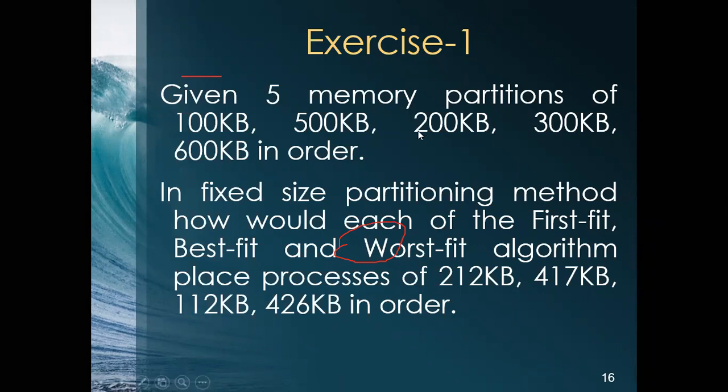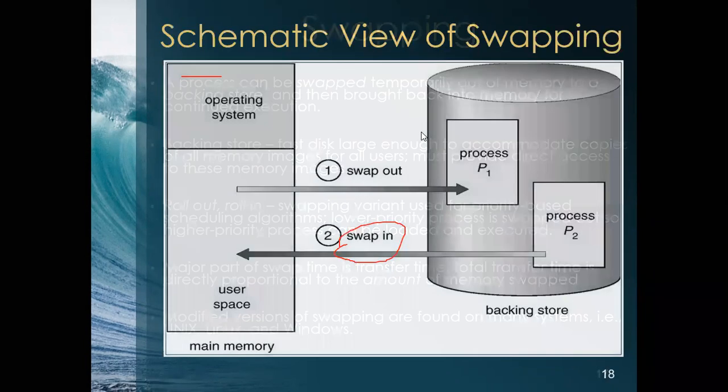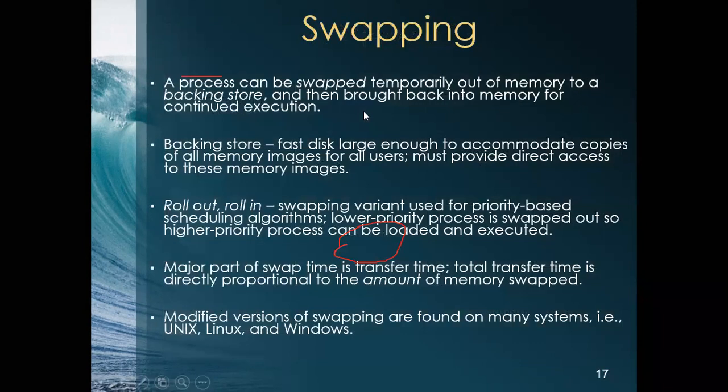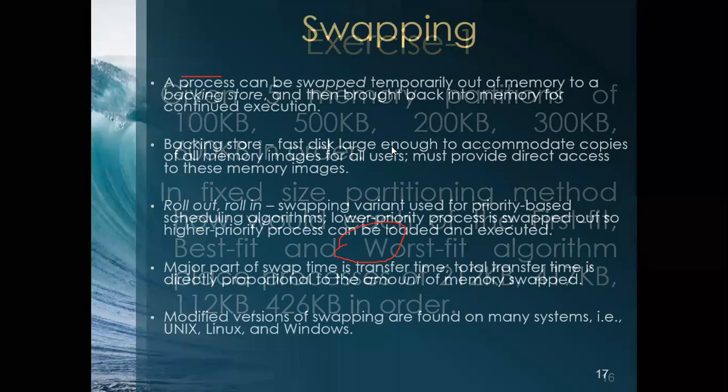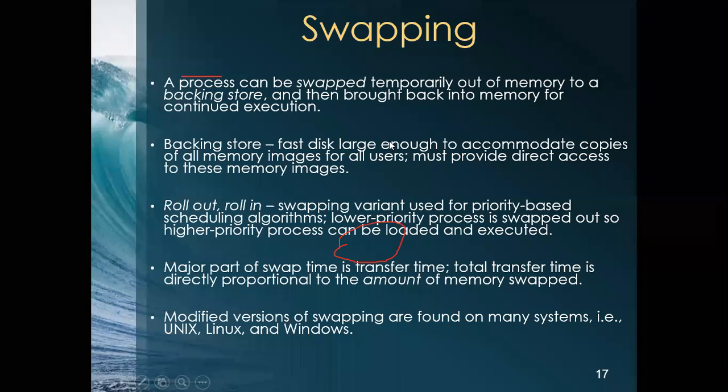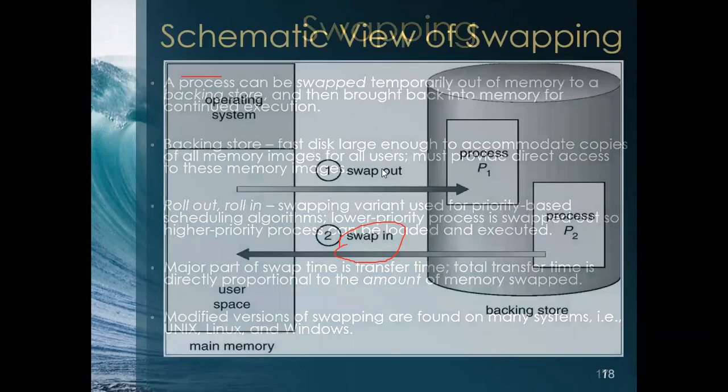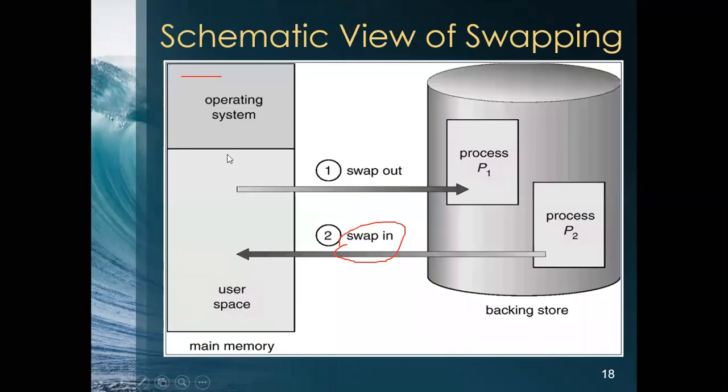Now there's one last thing about this topic. Remember the topic that we learned, swapping: a process can be swapped in and swapped out of memory. Whenever we swap a process temporarily from main memory to storage, let's assume this is my CPU and main memory, and for any of the reasons we have learned for swapping, I am swapping one process out and another process in.